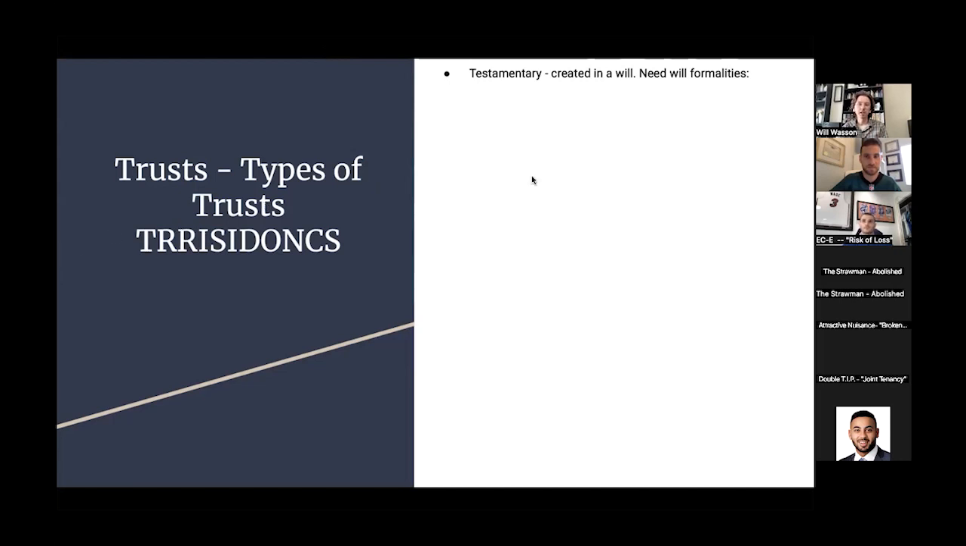Testamentary is created in a will, and needs will formalities, so that's when you go back to the will formalities you study under wills. Andrew adds another point: when does it also need to be in writing? If there is property, or if it's testamentary in nature, because wills have to comply with will formalities, which you're about to see.